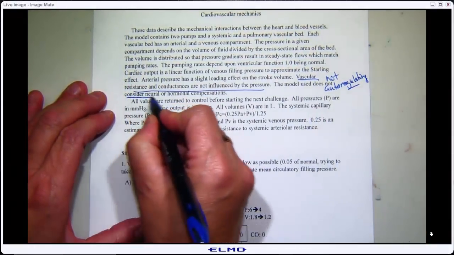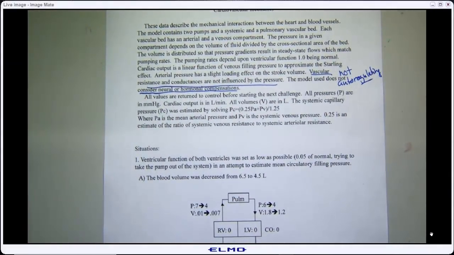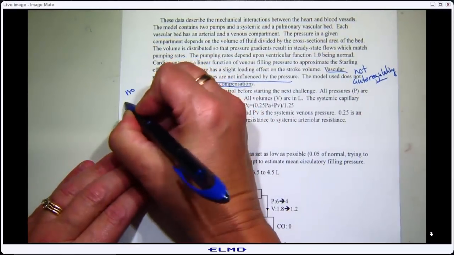And then it says this model does not consider neural or hormonal compensation. So we are not compensating yet. We're just going to look at this. We use this model to see how the body's going to get messed up. We have to plug sensors in first before we know how the body's going to fix it. We're not there yet, right? We're going to use this model to look at how the system gets messed up. Okay? So no regulation yet.